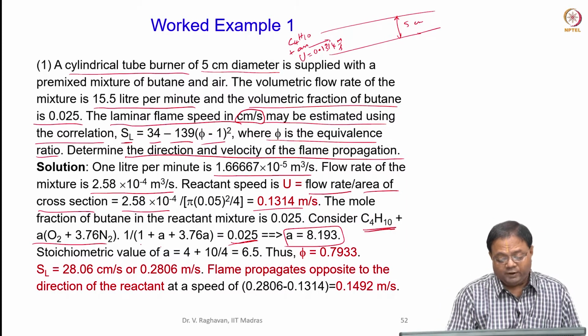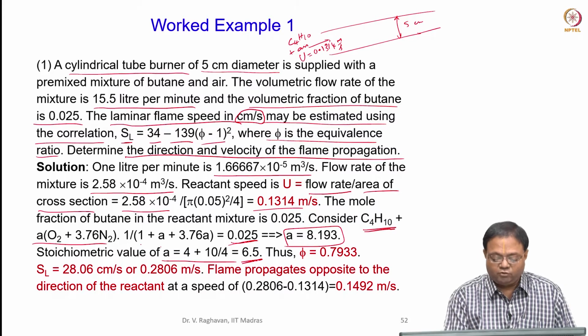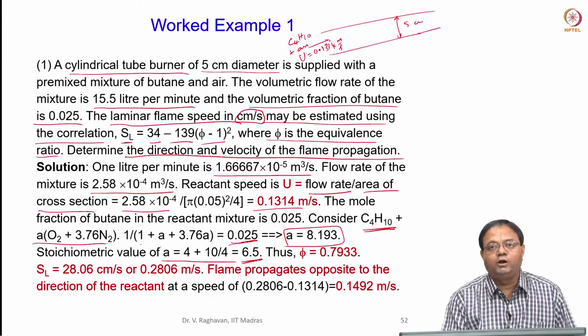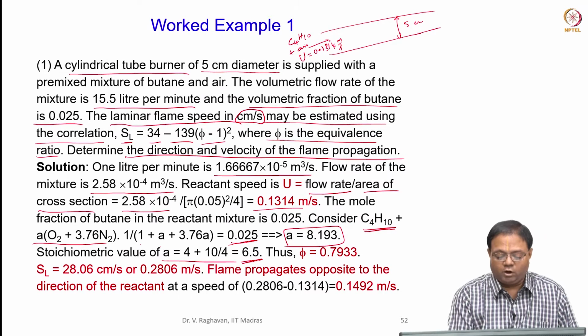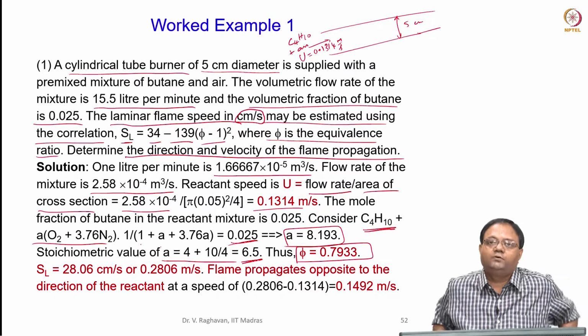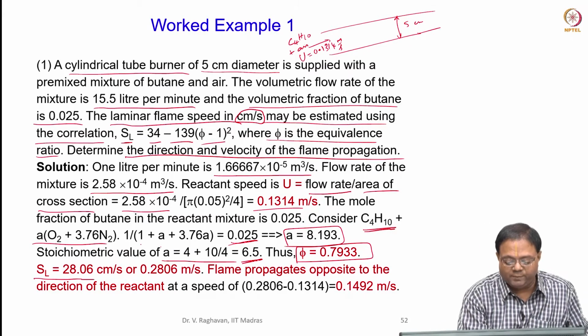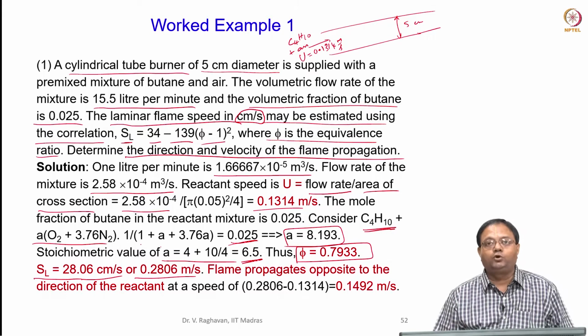Now the stoichiometric value of A is x plus y by 4, so 4 plus 10 by 4 is 6.5. The actual A value is 8.19 and the stoichiometric A value is 6.5. So what is phi? Phi is close to 0.8. Once you know phi, calculate SL in centimeter per second and convert into meter per second: 0.2806.